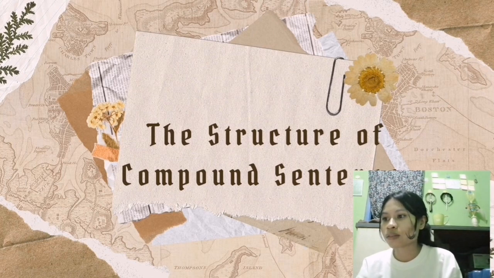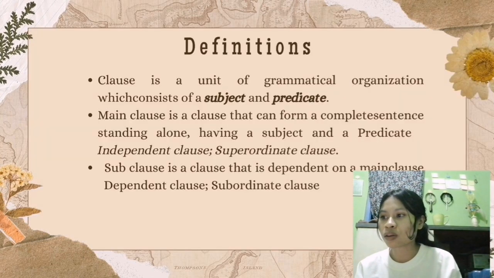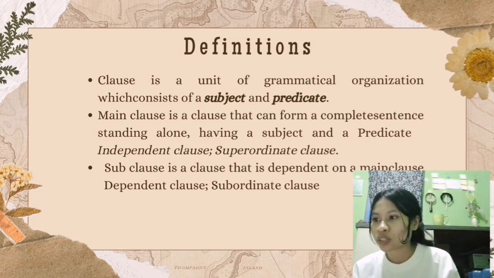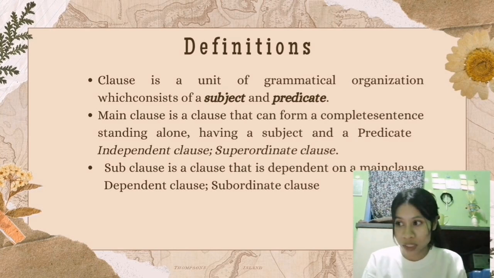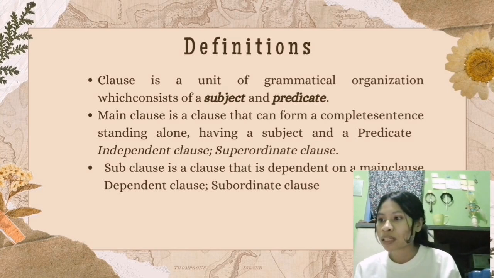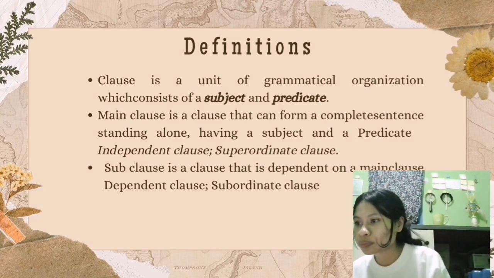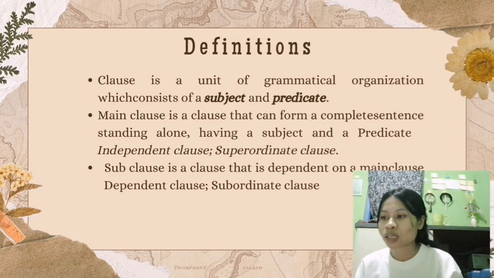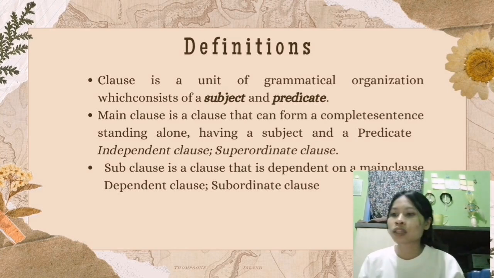So we go to the definition. A clause is a unit of grammatical organization which consists of a subject and predicate. A main clause is a clause that can form a sentence standing alone, having a subject and a predicate, like an independent clause. A subordinate clause is a clause that is dependent on a main clause, like a dependent clause. A compound sentence is defined as a sentence that consists of two or more independent clauses.